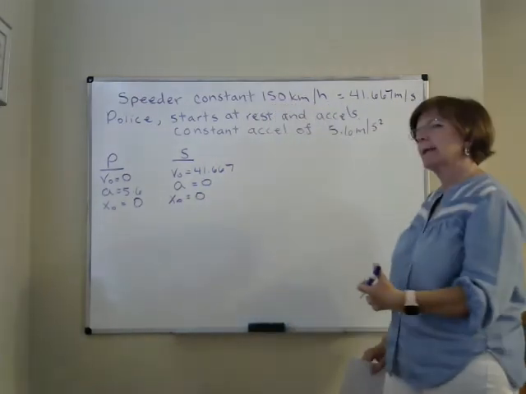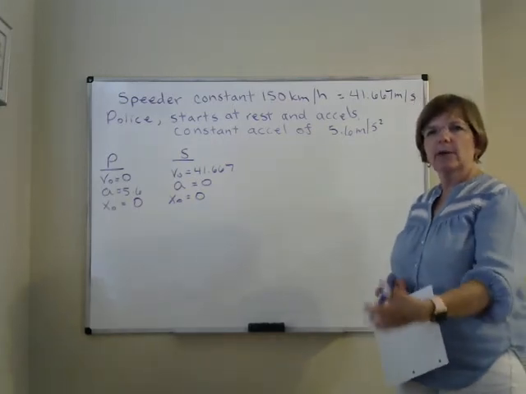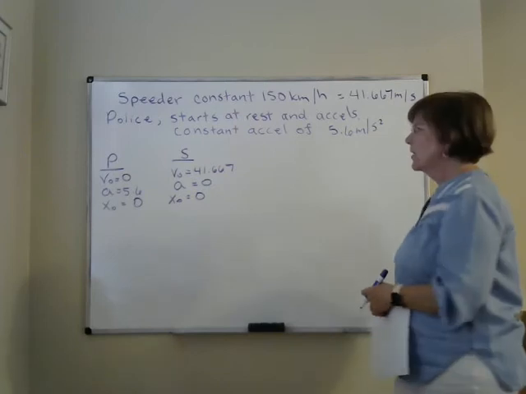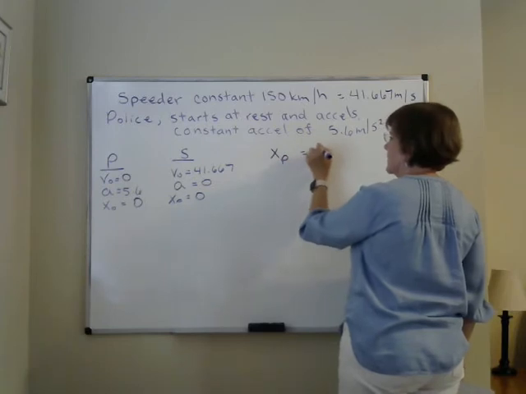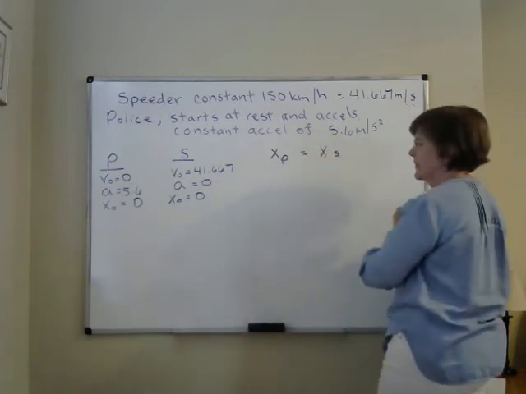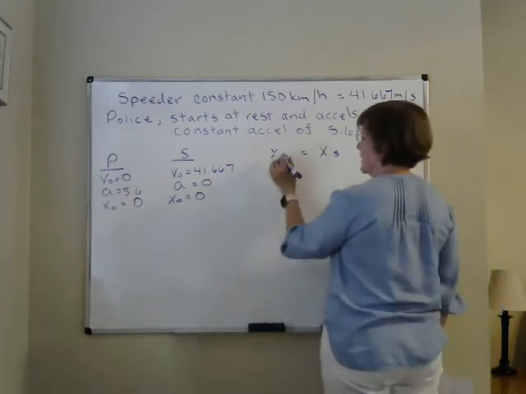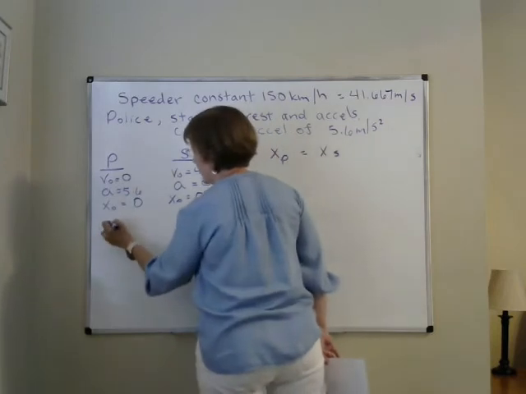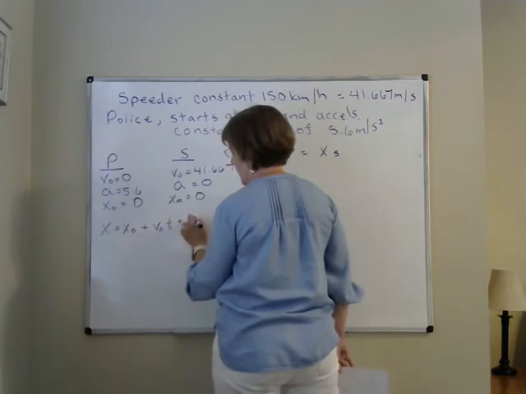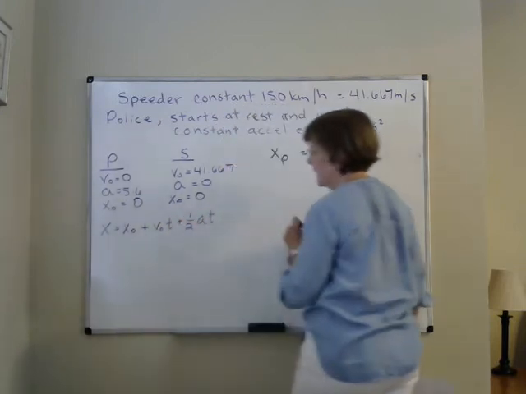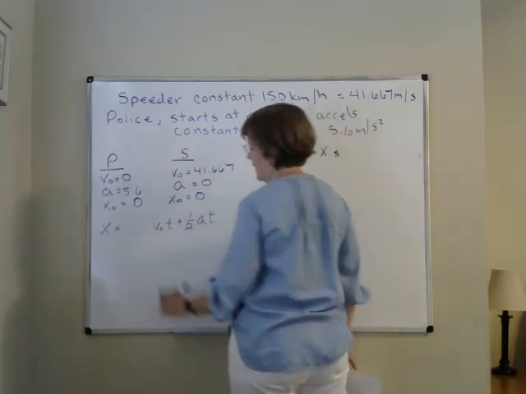What does it mean for the police officer to catch the speeder? It means that they're at the same location. All right, let's look at that. So we need the location of the police officer and the location of the speeder to be the same. We can find both of them by using that long formula. Position, here's our formula, x equals x0 plus v0t plus 1/2 at squared. For both of them, x0 is 0, so we can even take that off. There won't be an x0.